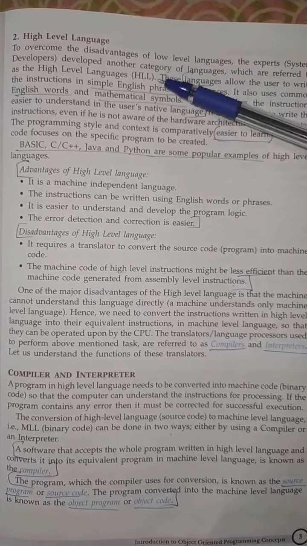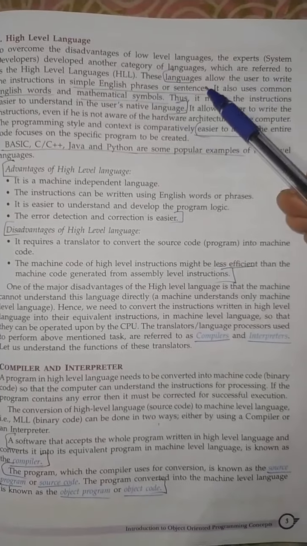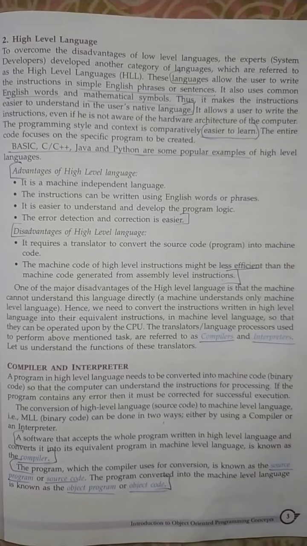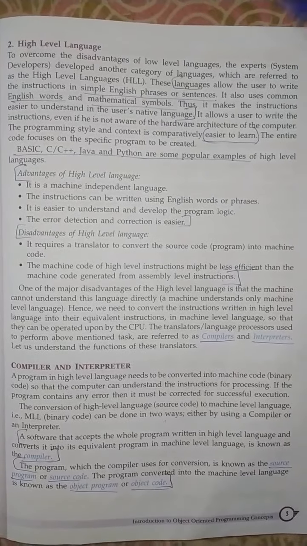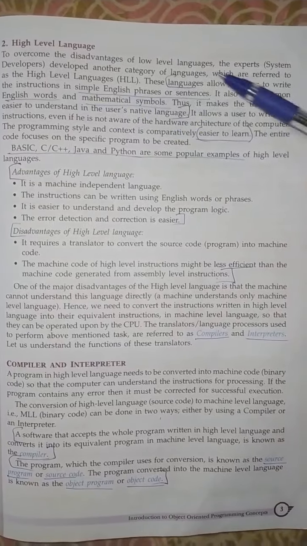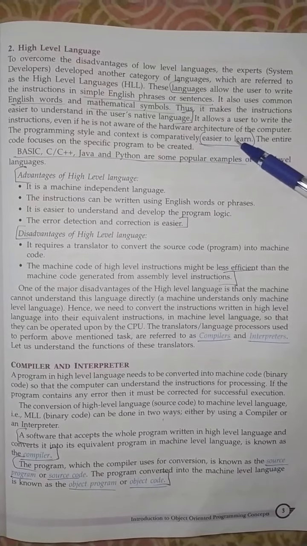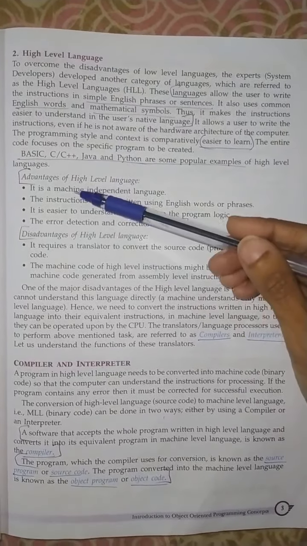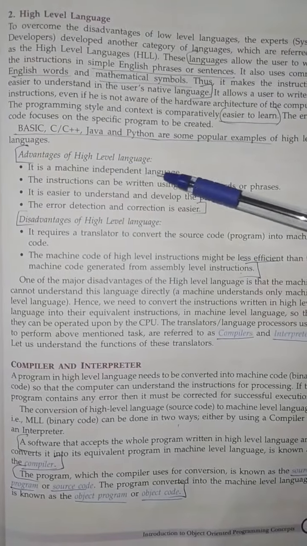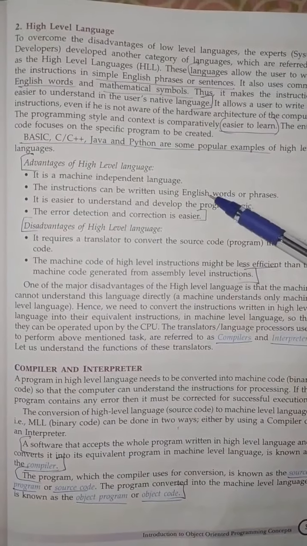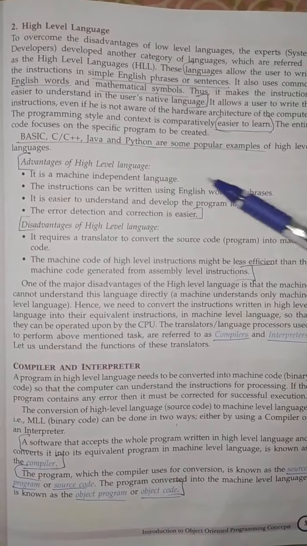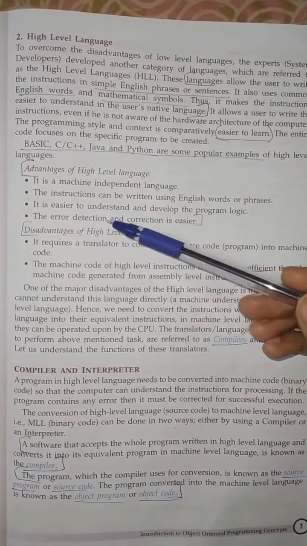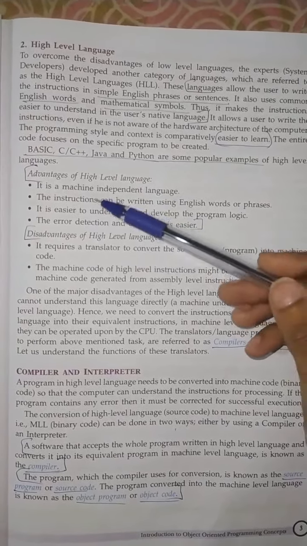And this is the second category of computer languages, high level languages. They allow the user to write the instructions in simple English phrases or sentences. So we can use English words and mathematical symbols. So it is very easy to learn. These are the examples you can write for a high level language. And advantages, it is a machine independent language. The instructions will be in the form of English words or phrases. So it is very easy to understand and to develop the logic part. And error detection and correction will be easier. So these are the advantages.